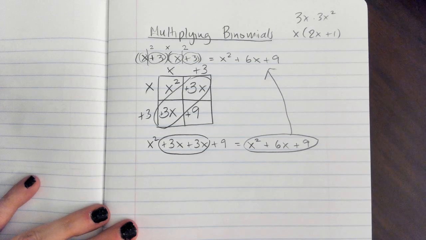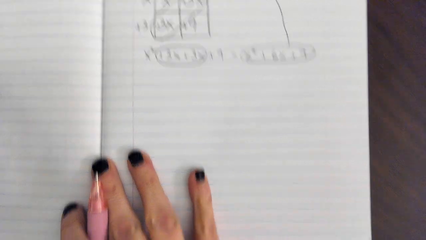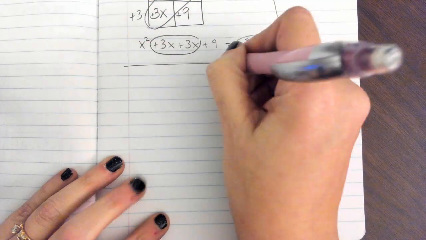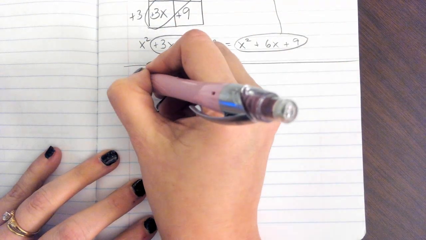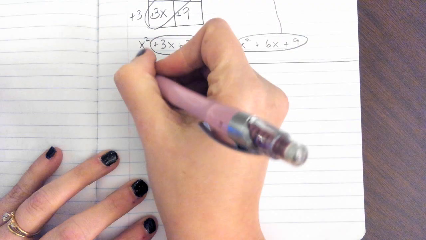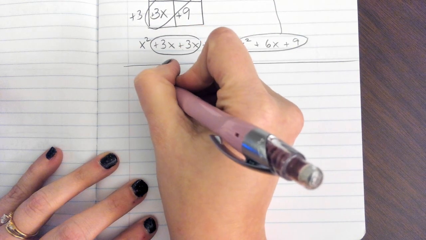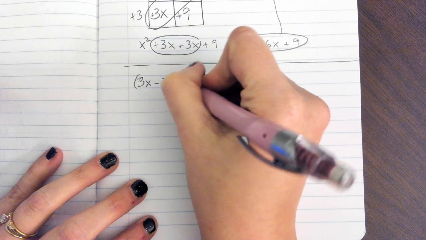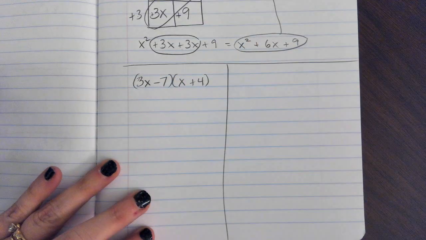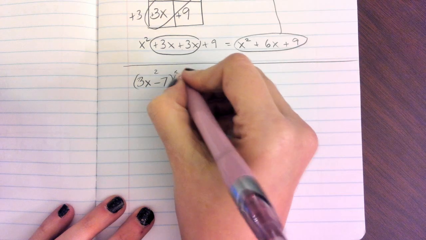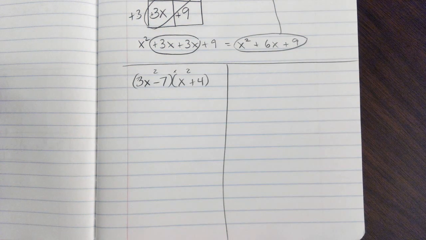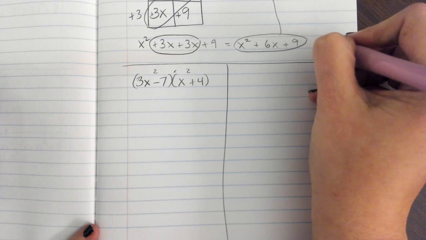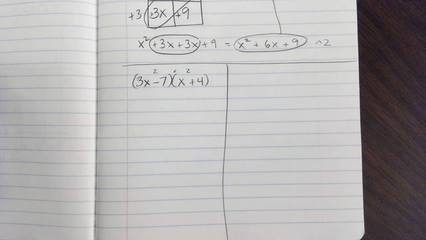Let's try another one. This time, I want you to try this one. The next one that we're going to try, we're going to put 2 more on this page. The next one we're going to try is a little trickier. 3x minus 7 times x plus 4. Remember, I have 2 terms by 2 terms, so my box needs to be 2 by 2. So take a moment and see if you can figure out what the answer to this question is. Remember, if you need to do an exponent 2, you can just do the little caret 2, or you can do squared. Okay, take a moment.